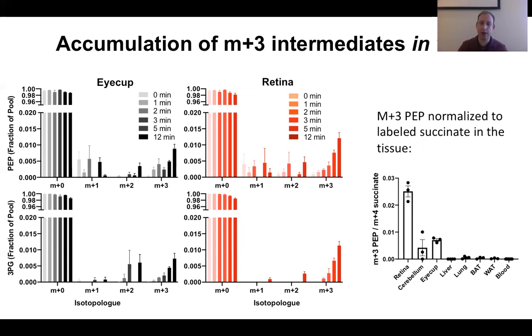And when we compare the amount of M+3 labeled PEP at a single time point to the amount of M+4 succinate that actually entered into the tissue, just to give us a relative metric of how much gluconeogenesis is actually occurring, we can see that the gluconeogenesis in the retina appears to outstrip gluconeogenesis in every other tissue. And it's also present in eye cup, but surprisingly, tissues we know to carry out gluconeogenesis, like the liver, aren't really doing it. And we think that has to do with the fact that these mice were not fasted or starved before this assay was carried out.